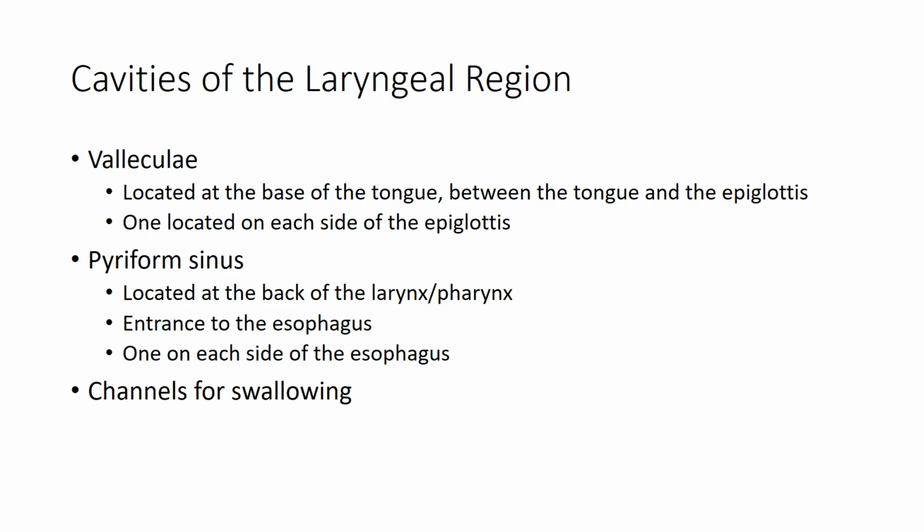So I mentioned these two cavities of the laryngeal region: the valleculae, which are at the base of the tongue between the tongue and the epiglottis, with one on each side of the epiglottis, and the piriform sinuses, which are located on the posterior side of the larynx or pharynx. These are the entrance into the esophagus. There's one on each side of the esophagus, and they come together to make a channel for swallowing.